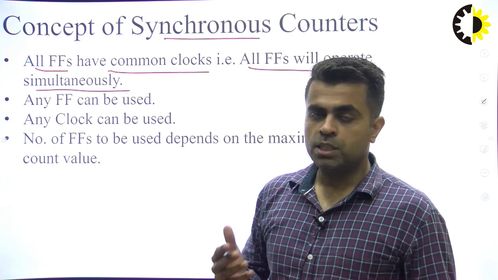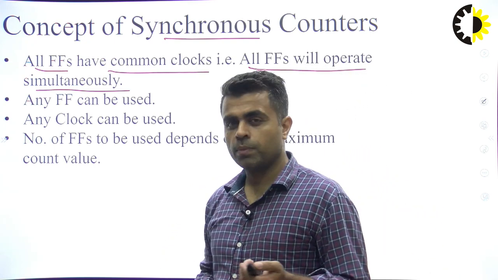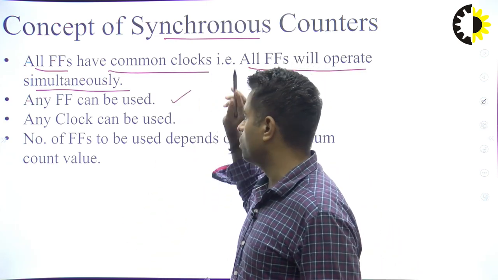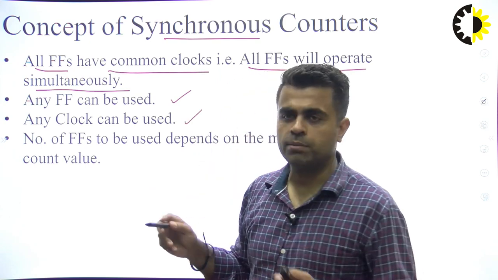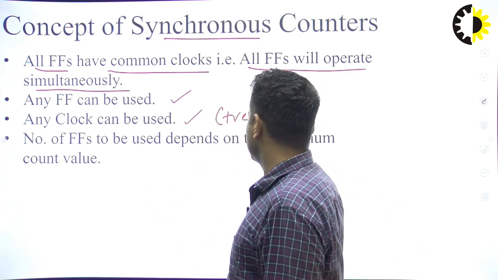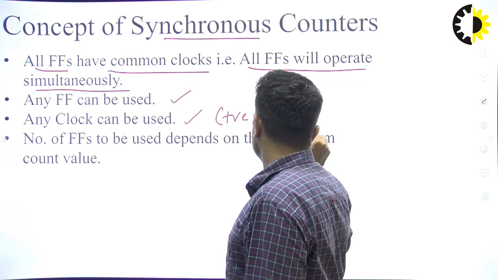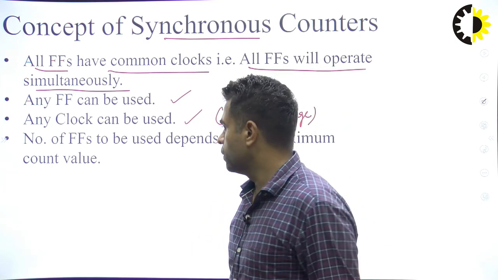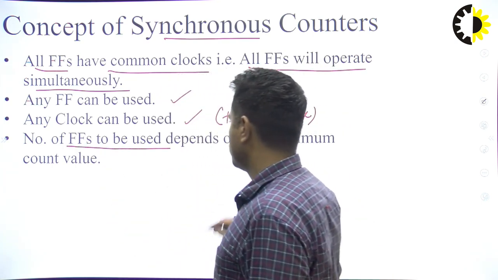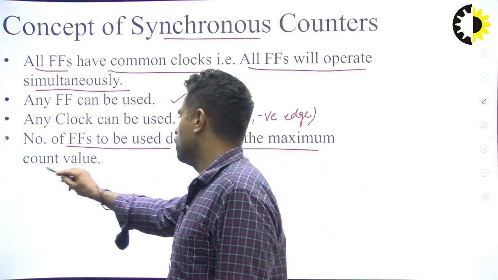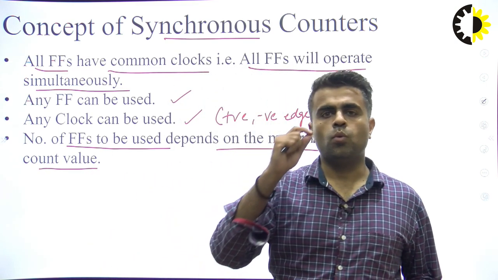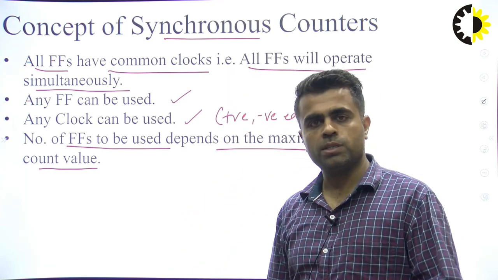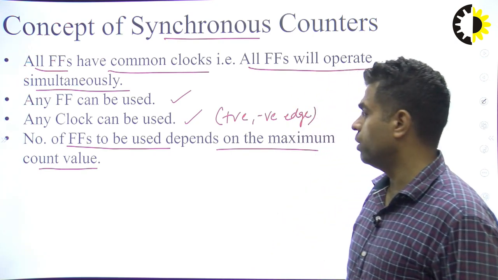But it is very clear now that there is no restriction to use T flip-flop only. That means any flip-flop can be used, any clock can be used, either positive edge or negative edge. Any clock can be used for any operation, that means up or down. And the number of flip-flops to be used depends on the maximum count value. The counter has to count up to what binary value? The number of bits in that binary value will decide the number of flip-flops to use.